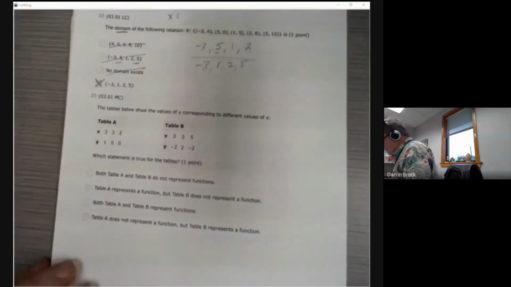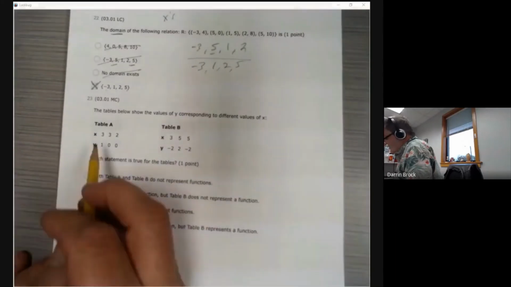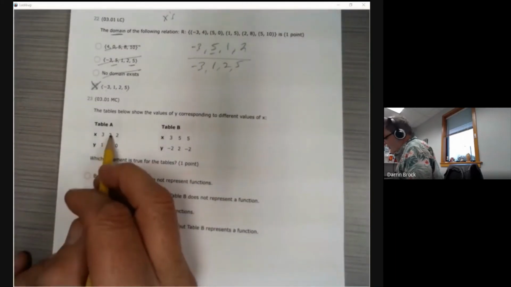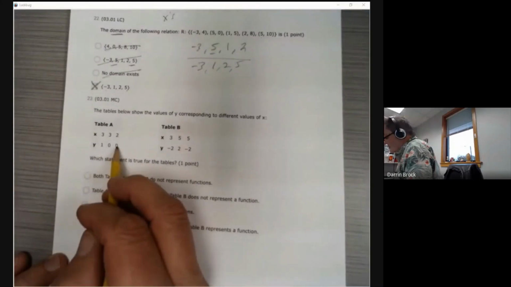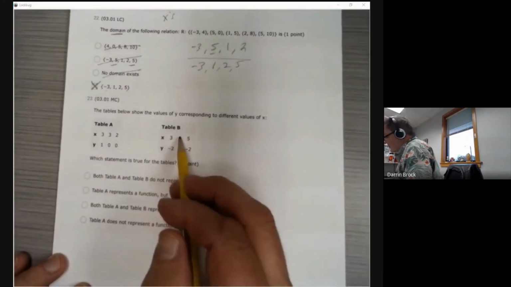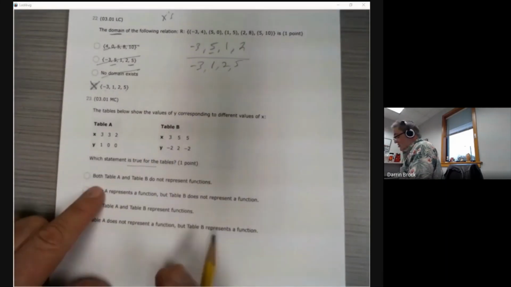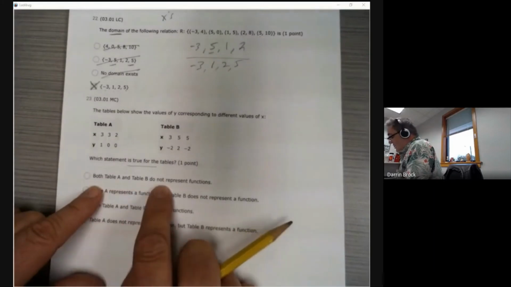All right, the tables below show the values of y corresponding to different values of x. So when x is 3, y is 1. When x is 3, y is 0. When x is 2, y is 0. Table B is when x is 3, y is -2, 5, 2, 5, -2. Which statement is true? Both table A and table B do not represent functions.